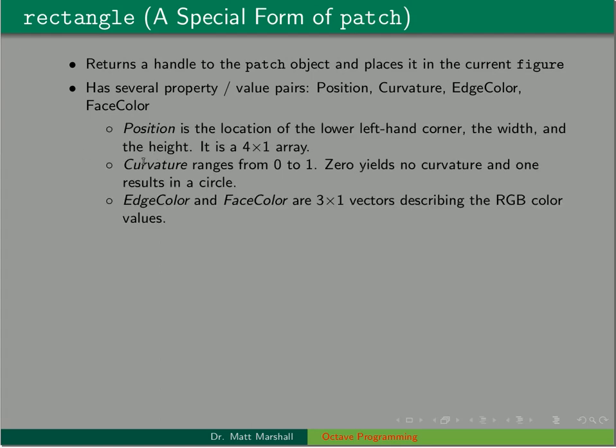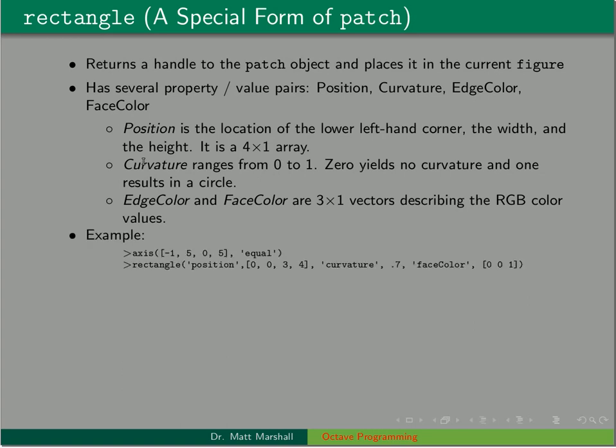Position is the location of the lower left-hand corner. So position is a 4x1 array. The first two elements are the xy coordinates of the lower left-hand corner, and then the third and fourth elements are the width and the height of the rectangle. Curvature is a value that ranges from 0 to 1, and 0 corresponds to no curvature, that is square corners on the rectangle, and 1 results in a circle. So you have a range from 0 to 1. And then edge color and face color are vectors describing the red, green, blue color values.